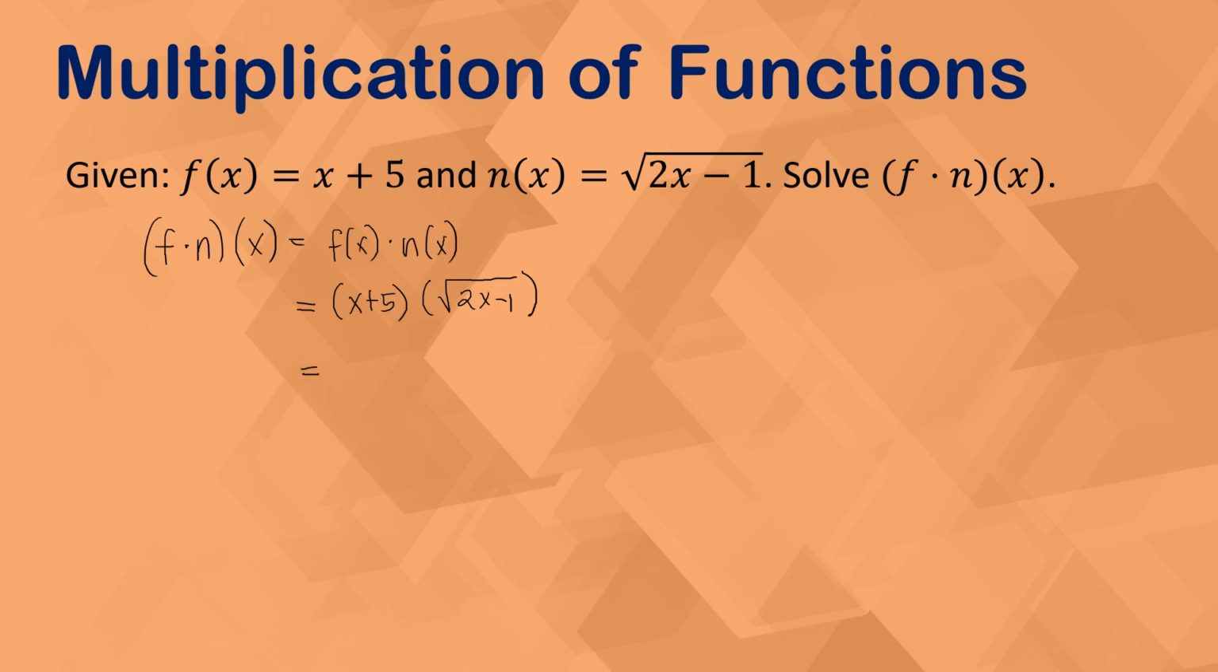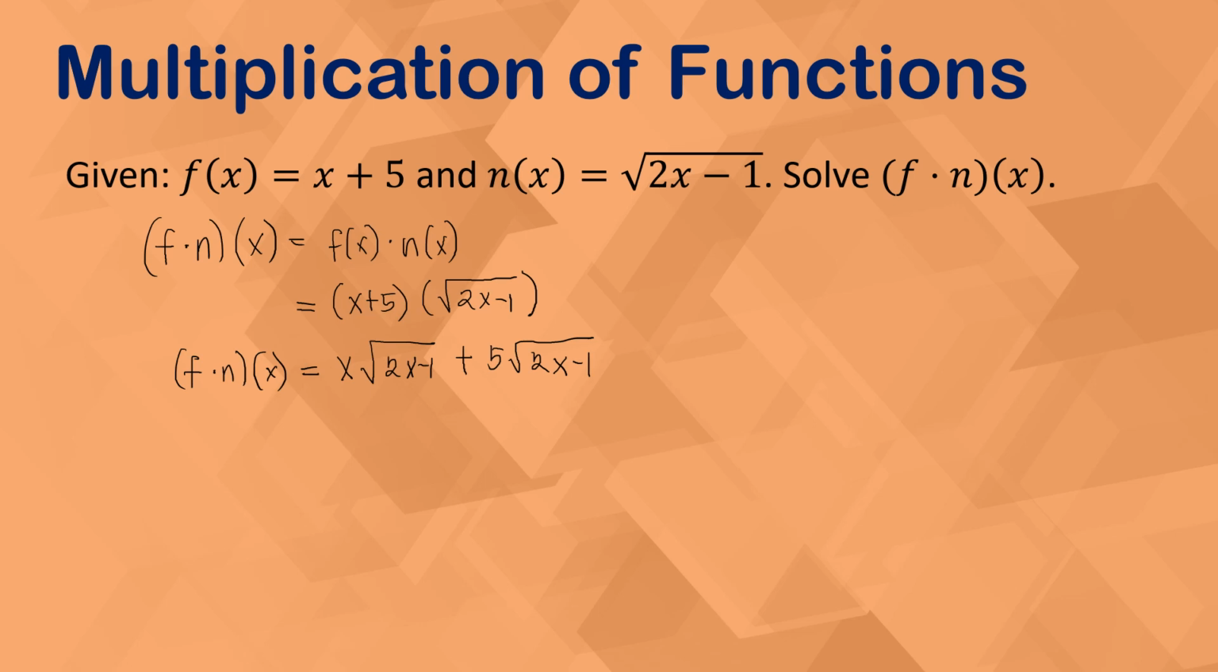Okay, so the square root of 2x minus 1 is like one term. So we multiply this one to x plus 5. Okay, so x square root of 2x minus 1 plus 5 square root of 2x minus 1. So that is the product of f and n function.